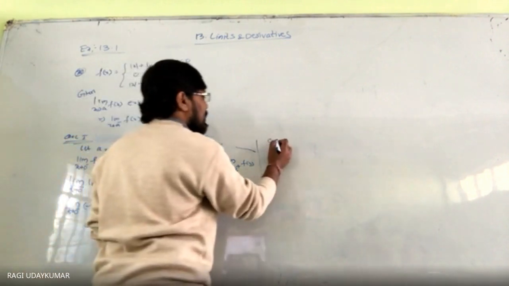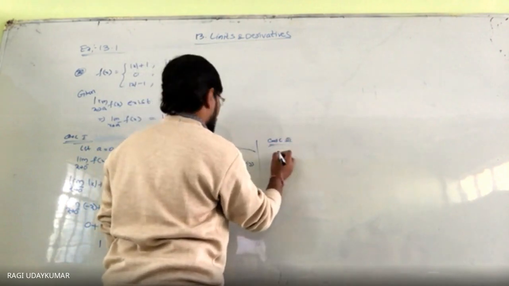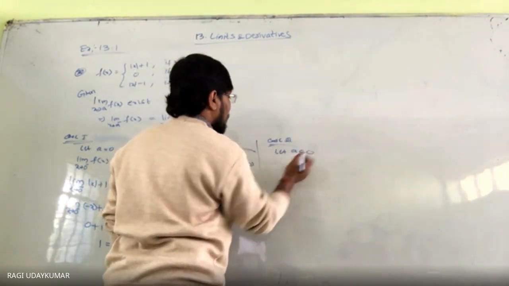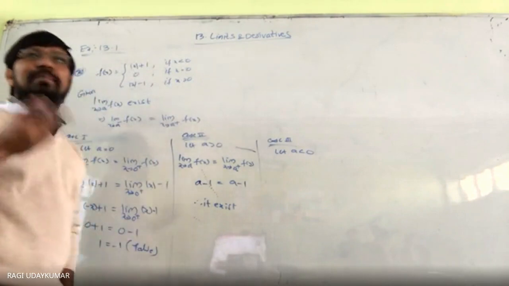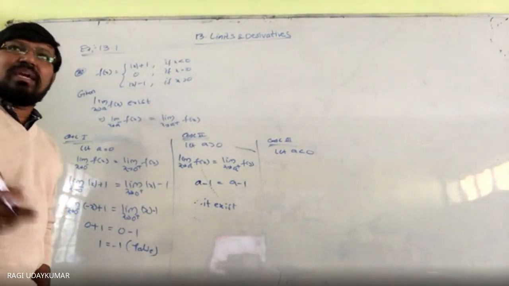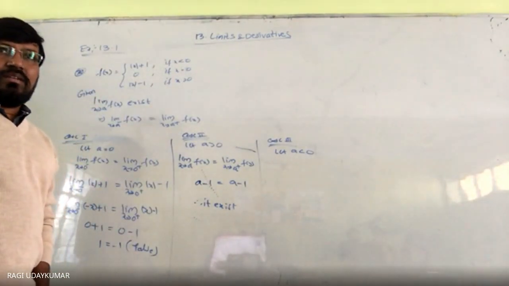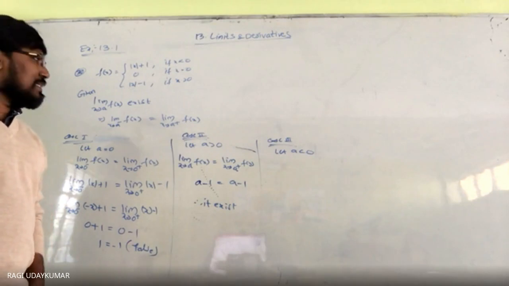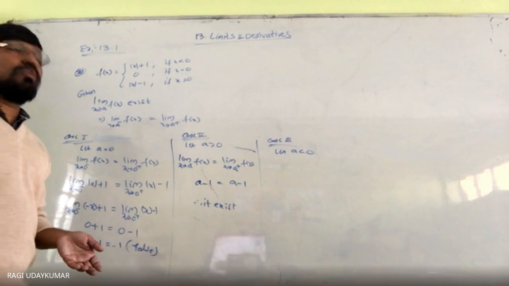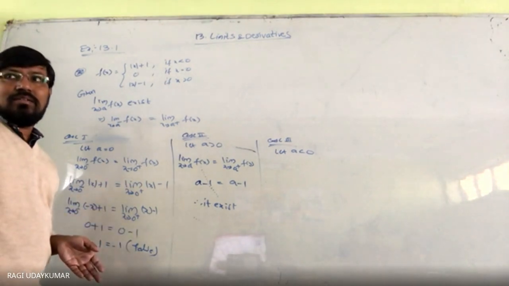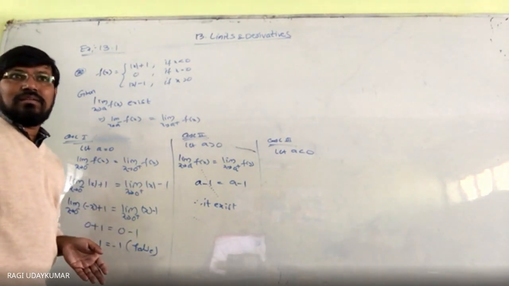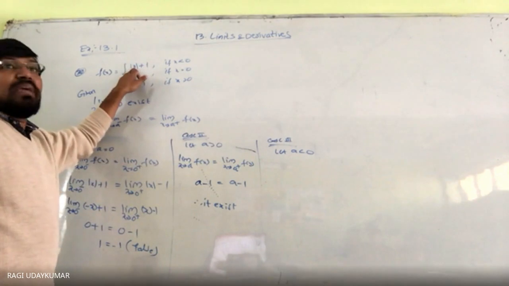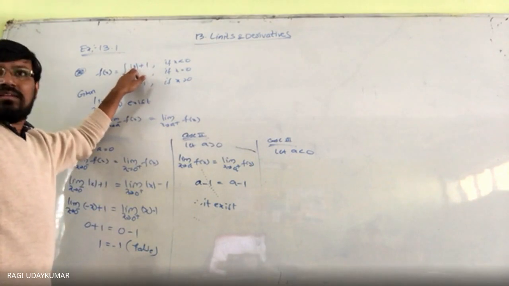And in case 3, the third case, let a be less than 0. In this situation, mod x plus 1 will come. In both places a plus 1 will come, isn't it? Because a negative number is taken into consideration. When a is negative, sorry, minus a plus 1, because mod x becomes minus x.